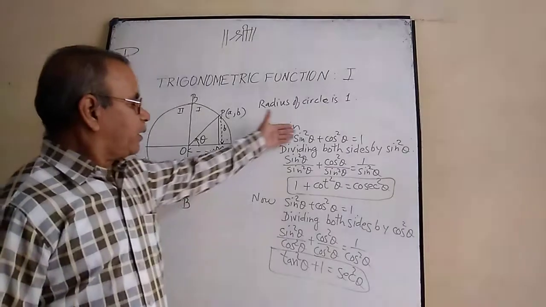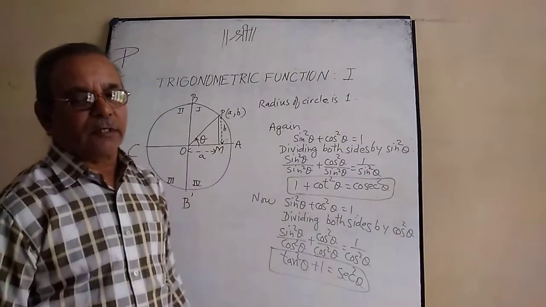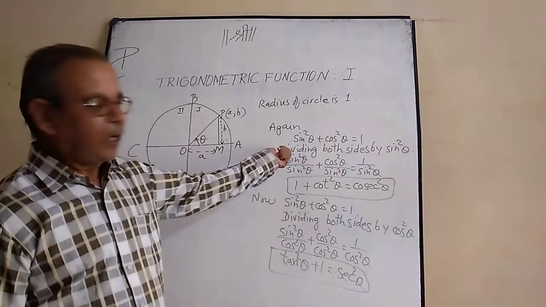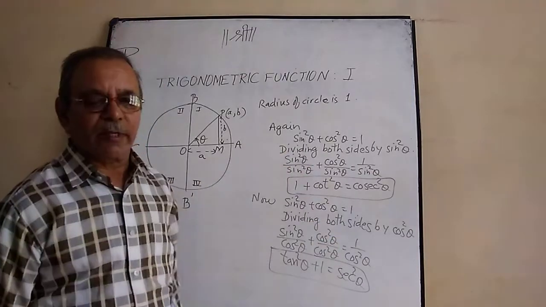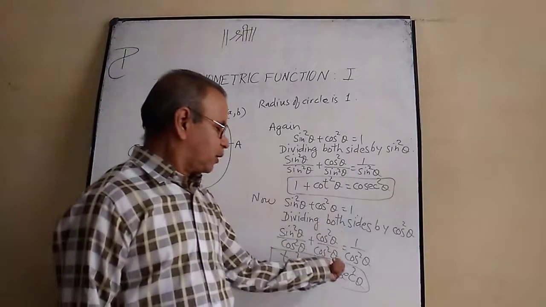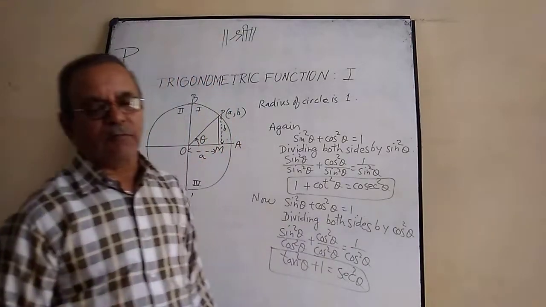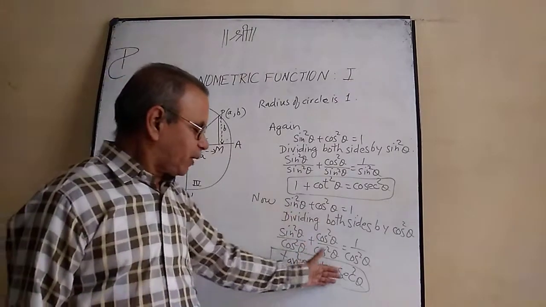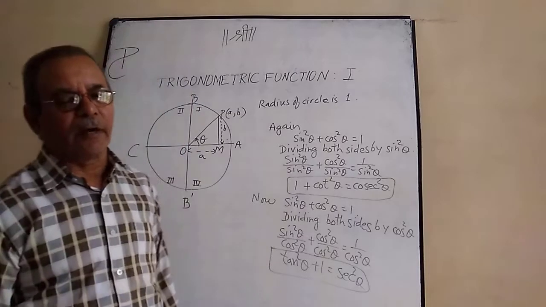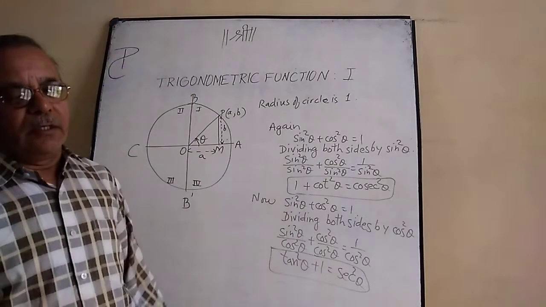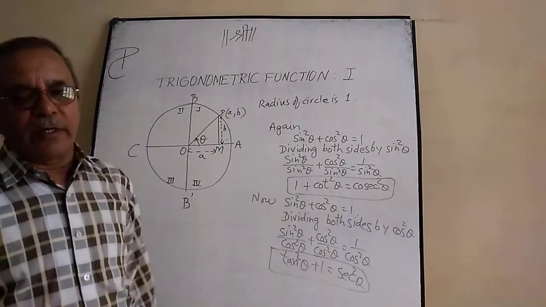Now again we take sine square theta plus cos square theta is equal to 1. In the previous case we divided by sine square theta. Now here we divide by cos square theta, and that gives sine square theta upon cos square theta plus cos square theta upon cos square theta is equal to 1 upon cos square theta. So this is tan square theta plus 1 is equal to sec square theta. This is the third important identity of trigonometry.